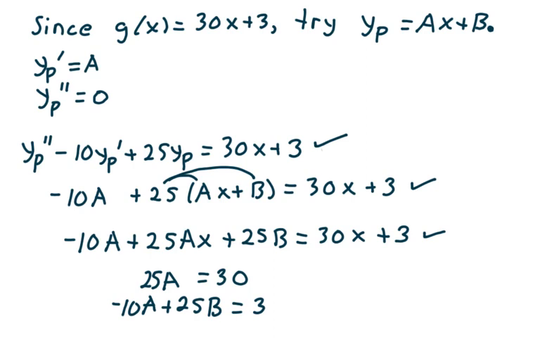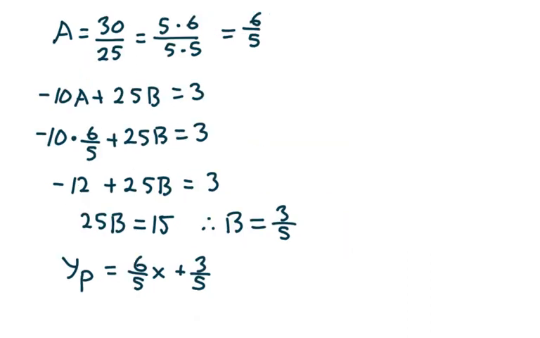What that says is 25a has to equal 30. There's no choice. And then negative 10a plus 25b is equal to 3. If I solve for a and b, I claim a is equal to 6 over 5 and b is equal to 3 over 5. So my y sub p, in other words, my particular solution, is 6/5 x plus 3 over 5.